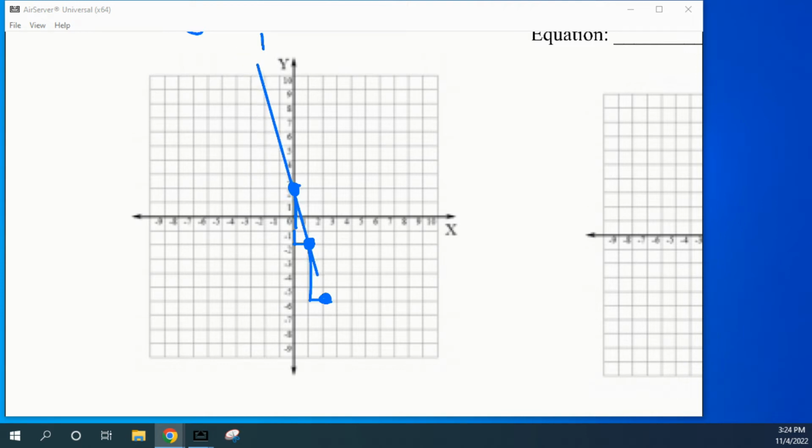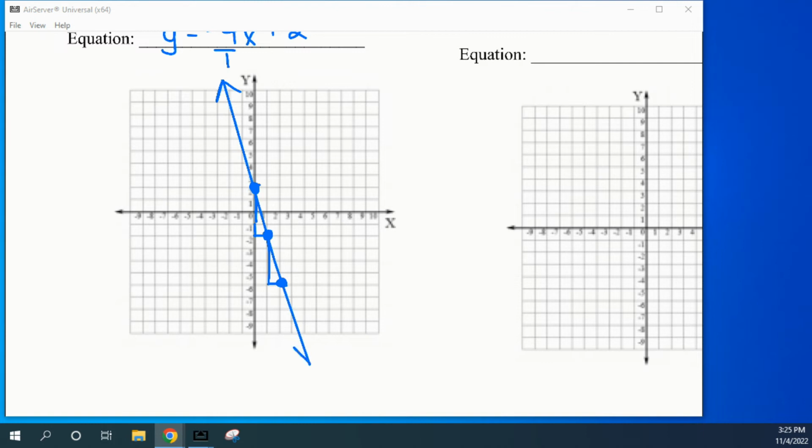Remember the 2 things that I need when you draw your line: you need to go all the way across the coordinate plane, and you need to have arrows. Okay, so that would be number 1.